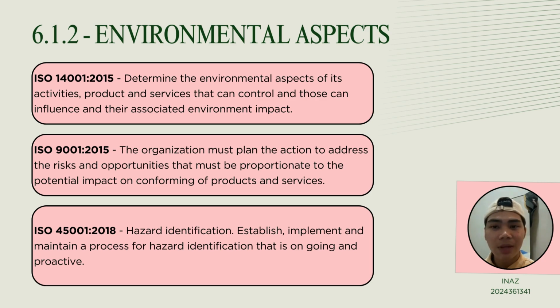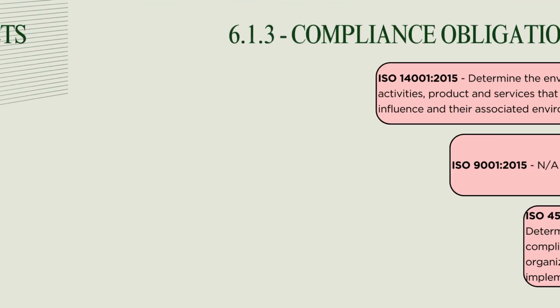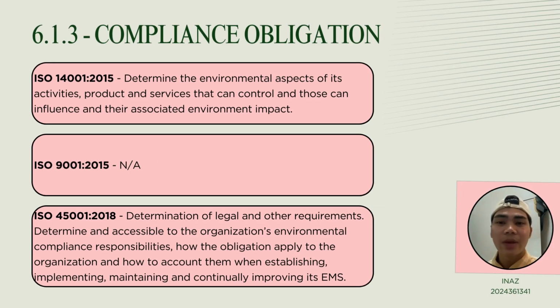ISO 45001 hazard identification. Establish, implement and maintain a process for hazard identification that is ongoing and proactive. That is a compliance obligation. In ISO 14001, determine and have access to the organization environmental compliance obligations, how the obligations apply to the organization and how to account for them when establishing, implementing, maintaining and continually improving the environmental management system.